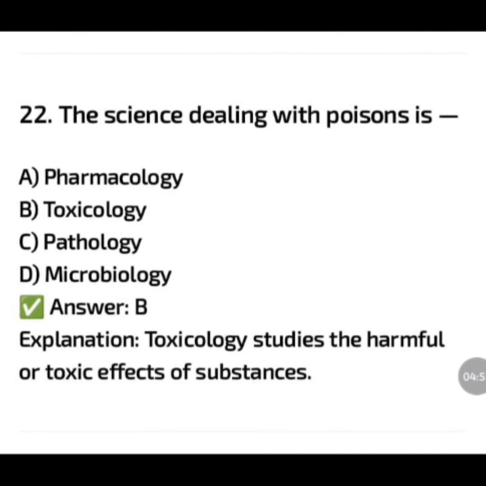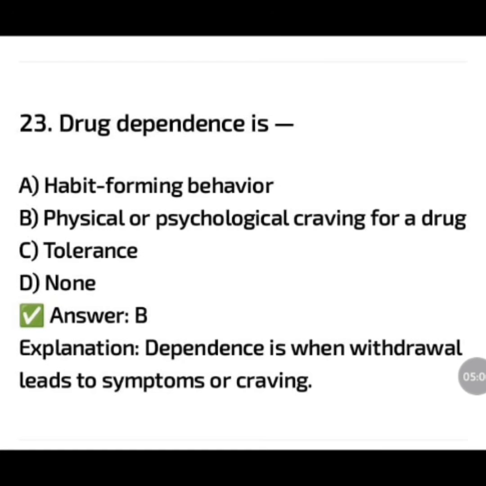The science that deals with poisons is pharmacology, toxicology, pathology, microbiology. The correct answer is option B, toxicology. Toxicology studies the harmful or toxic effects of substances. Drug dependence is habit forming behavior, physical or psychological craving for a drug, tolerance, none. The correct answer is option B, physical or psychological craving for a drug. Dependence is when withdrawal leads to symptoms or craving.